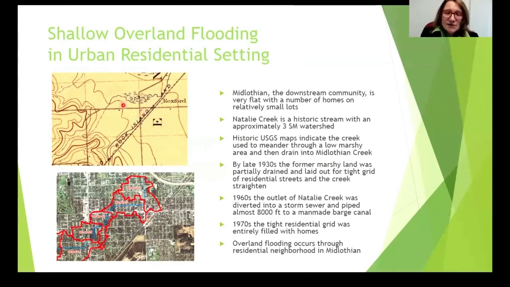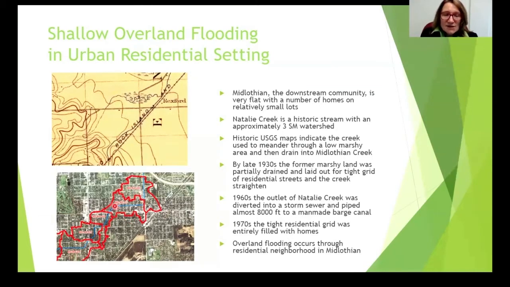So by the late 1930s, this wetland area had been drained. And again, the stream had been straightened and the former marshy area was laid out for the street system. Then by the 1960s, Natalie Creek, which used to enter into Midlothian Creek, a creek that went along the railway system here, had been diverted to go up Pulaski, and that's what's shown here. It now drains about 8,000 feet to a man-made channel, about 8,000 feet to the north. And by the 1970s, most of this former marshy area had been developed into the homes and street system that you see now.